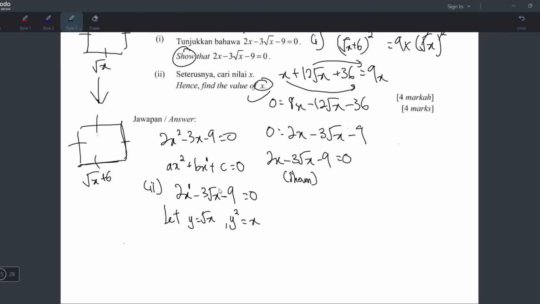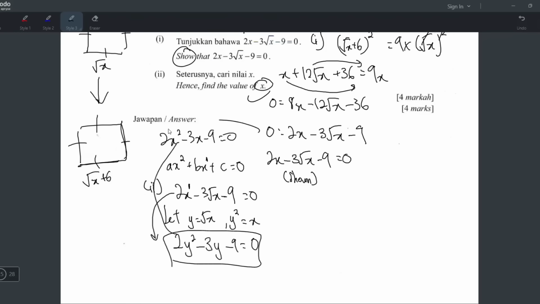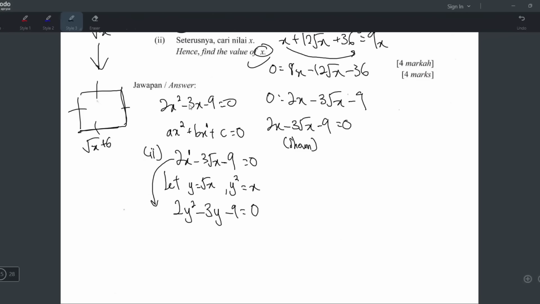So let y equals this, and then you square both sides, so it becomes y square equals x. And now you rewrite the whole thing, and now it becomes 2y square, because x is y square, and then minus 3 square root x is y. So 3y minus 9 equals 0. You see? Now it's the same already. Now you understand, so now you can press.